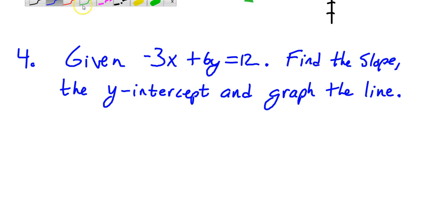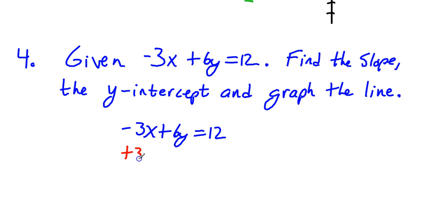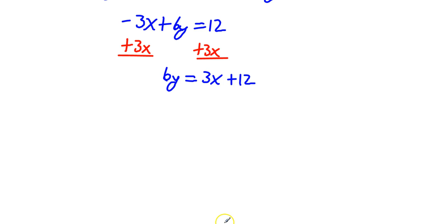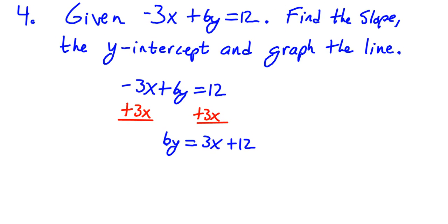Okay, so for that part of it, basically means you need to rewrite this equation. So if you've got negative 3x plus 6y equals 12, you've got to get the y by itself. So first thing is we're going to add 3x. So that'll get you 6y equals 3x plus 12. And the only thing left to do then is to go back and divide everything by 6 to get the y by itself.